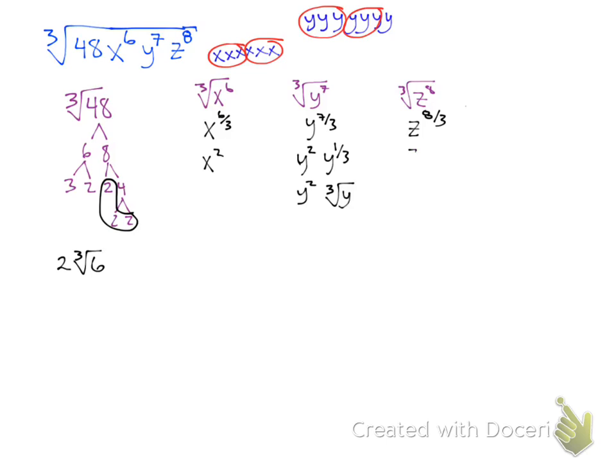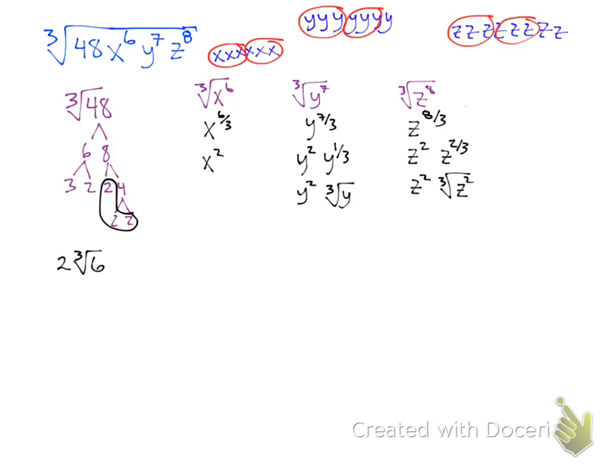Same with z. 8 divided by 3 is 2 and 2/3. So z squared on the outside. Inside the cube root is going to be z squared as well. You can list it all out. You got 2 groups and 2 left over.